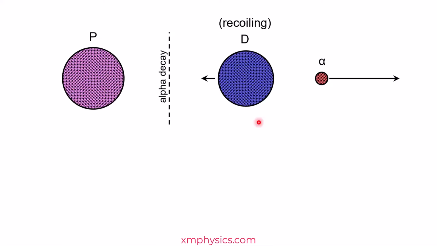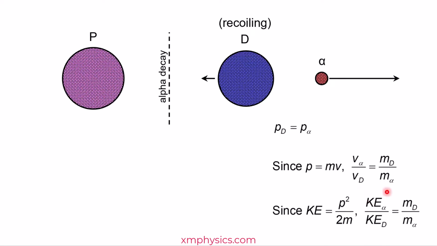The scenario is exactly the same as the rifle and bullet scenario. The alpha particle is like the bullets that went zoom, right? And the daughter nucleus is like the recoiling rifle. They must have equal but opposite momentum, since the total momentum must remain at 0. Not only do the velocities follow the inverse mass ratio, even the KE follows the inverse mass ratio. Since the daughter nucleus is always much heavier, the alpha particle always gets the lion's share of the energy released during an alpha decay.